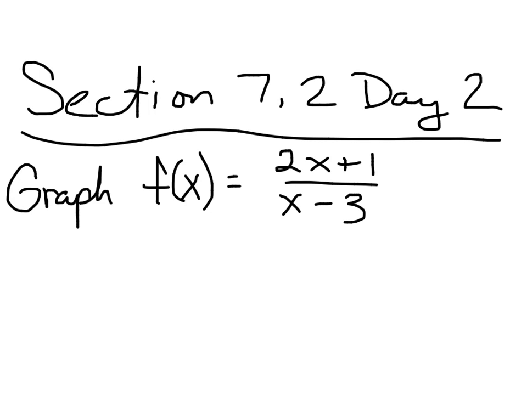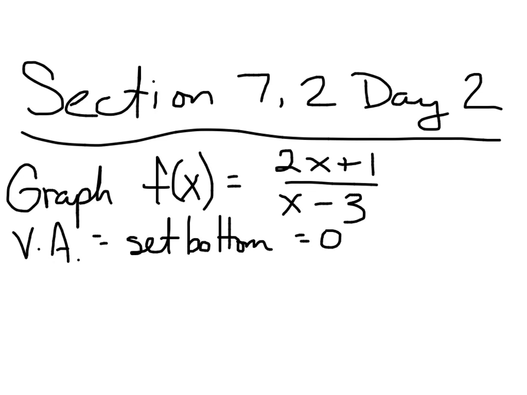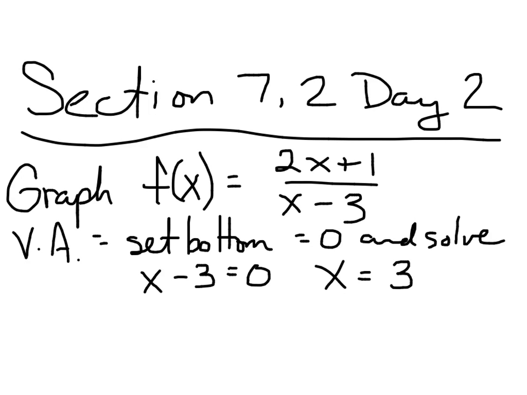So first thing, in order to help you get started with it, the vertical asymptote, which I'm going to abbreviate as VA. Remember, that's where we set the bottom equal to 0. So you set the bottom equal to 0 and solve. What is the bottom? x minus 3. So x minus 3 equals 0. x equals 3. That is the vertical asymptote, which means everything got shifted over 3 units. Everybody okay with that?